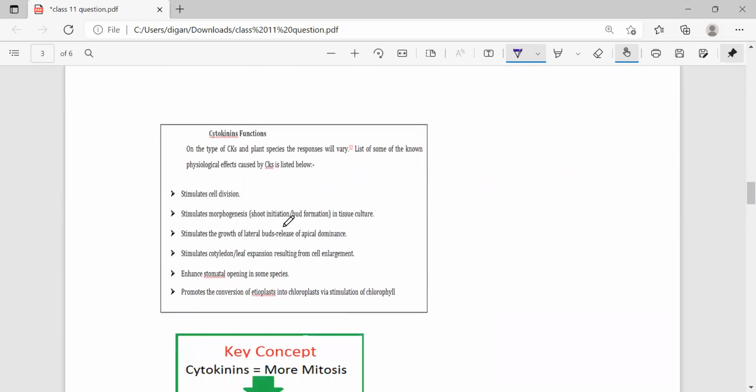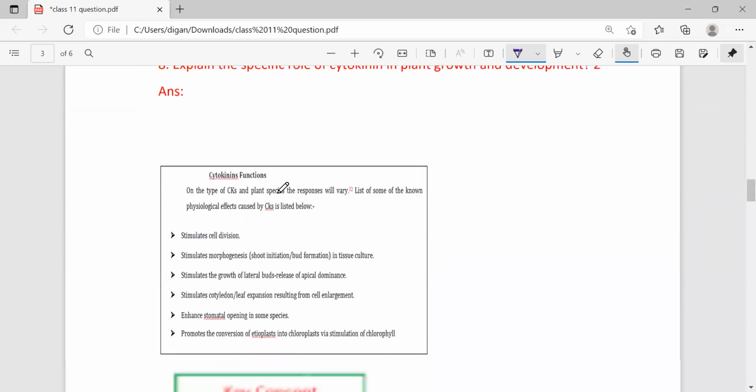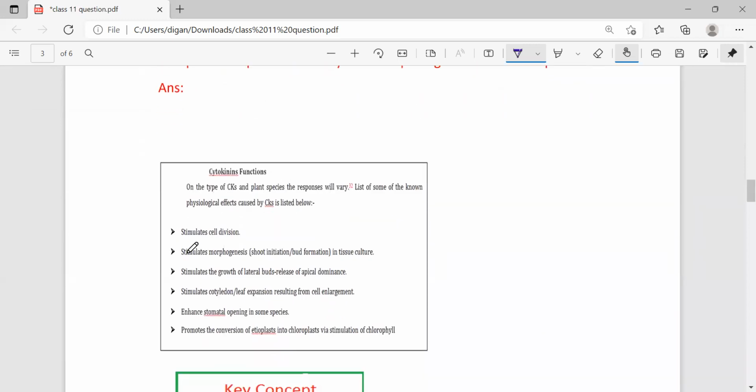So these are the functions of cytokinin. Look, if 2 marks come, then here I am showing you 6-7 points, but you just write 4 points. And sometimes 3 or 4 marks can also come from this question. That's why I'm giving you all the functions. But if 2 marks come, you just write 4 points. 4 points will be sufficient.